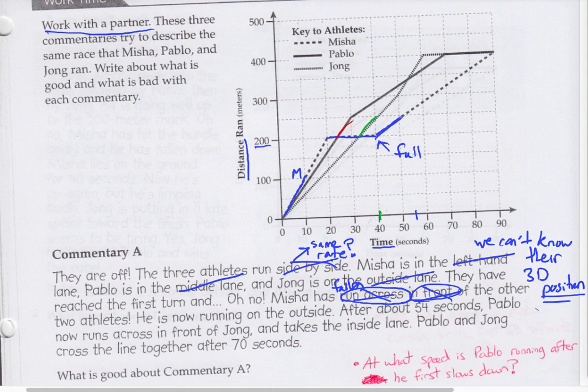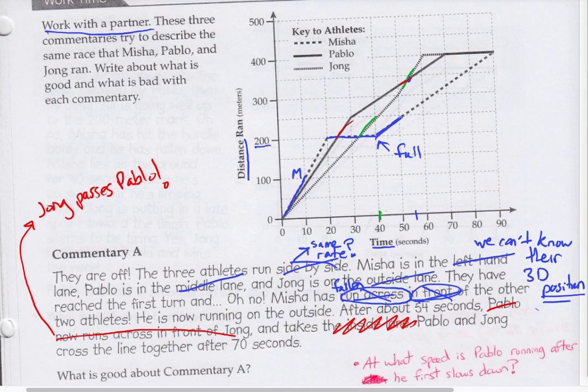After about 54 seconds, Pablo now runs in front of Jean. Let's see, 54 seconds. It looks like someone passes another person here. Looks like the green, which is Jean, is now further ahead of the red, which was Pablo. So I think they have that backwards. Pablo now runs across Zhang, so this is not wrong. We should say something like Zhang passes Pablo. That's more correct. The other way was opposite. Takes the inside lane. Oh my gosh, this 3D stuff is driving me crazy.